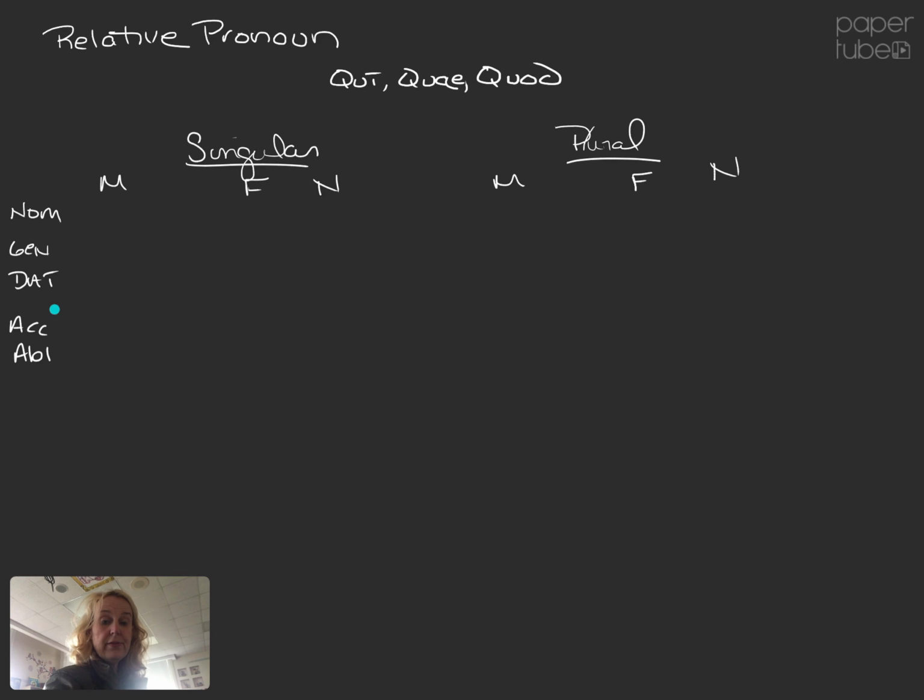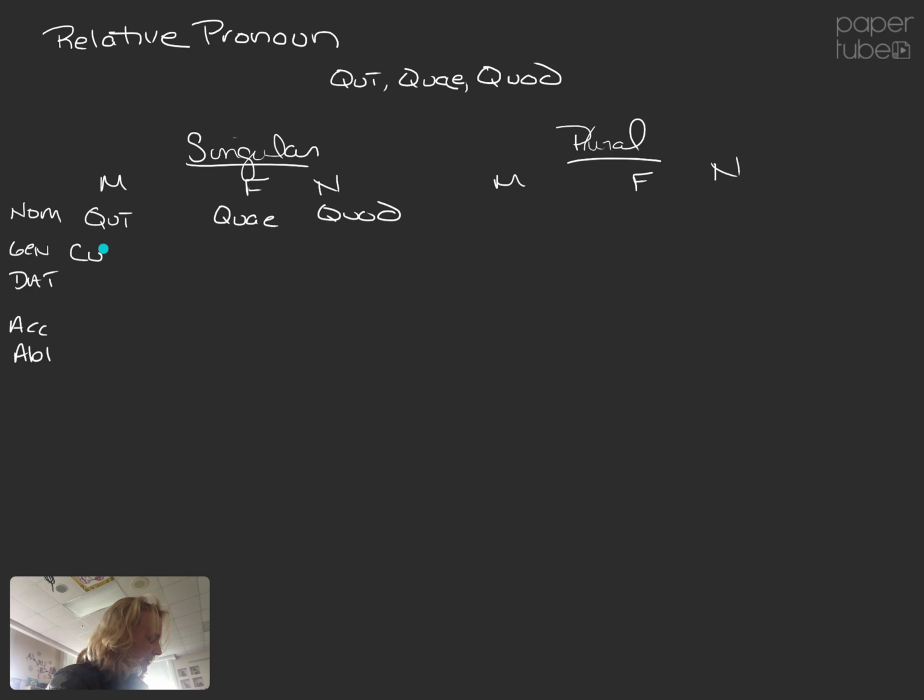Like our other pronouns, hic, haec, hoc, and ille, illa, illud, we learn these pronouns in rows, not columns. We learn our nominative forms, then our genitive forms, and that's the way we chant it. It reveals more patterns, learning it in rows than columns. So we have qui, quae, quod.